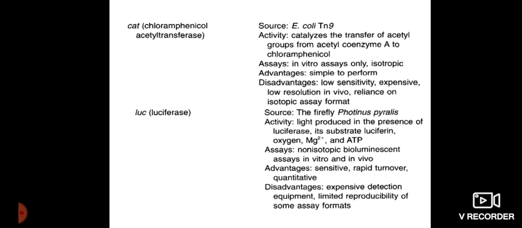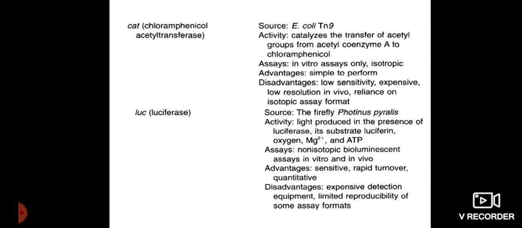Then there is the CAT gene, the chloramphenicol acetyl transferase gene. Again, it was taken from E. coli, and activity-wise it catalyzes the acetyl transfer and inactivates the chloramphenicol, giving resistance to chloramphenicol. In vitro, only isotopic assays are possible. Advantage-wise it is simple, and disadvantage-wise it has low sensitivity, is expensive, and has low resolution in vivo.